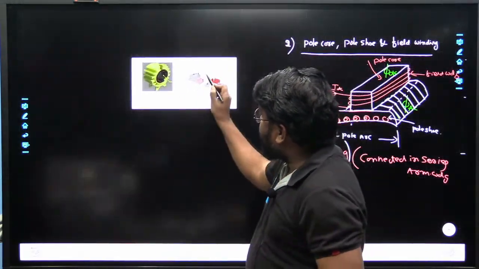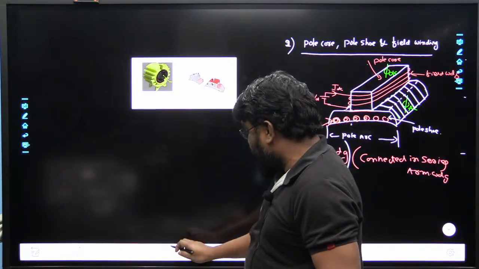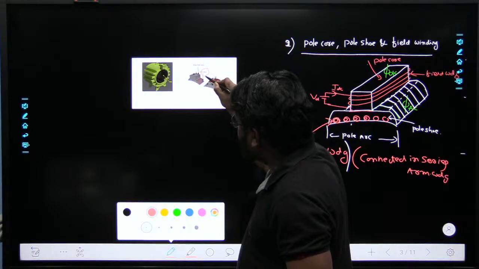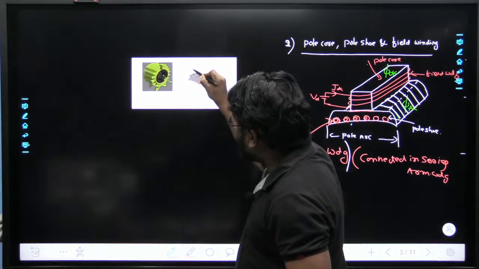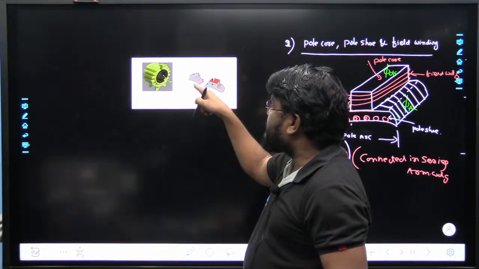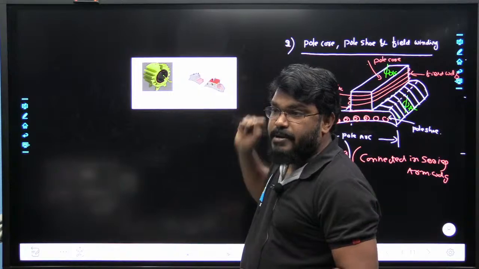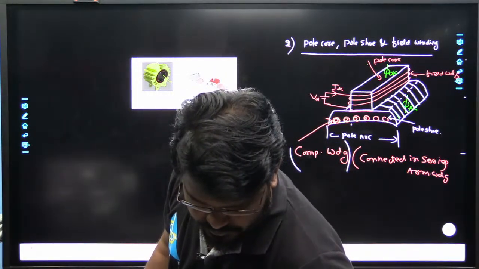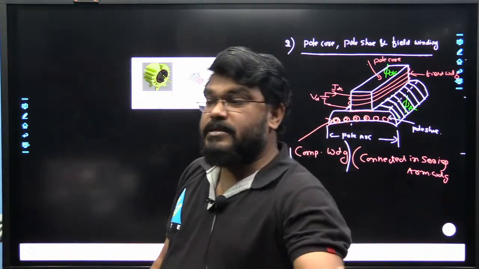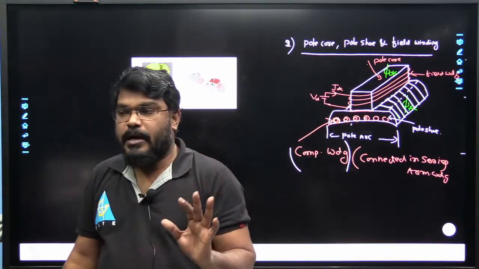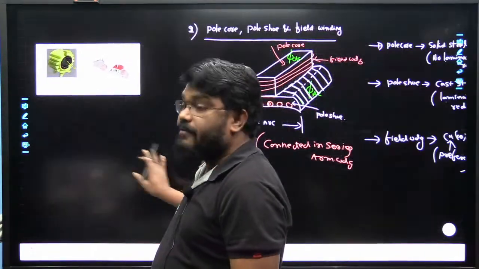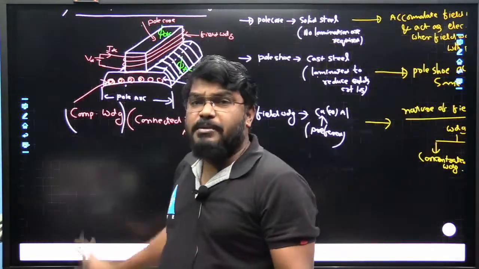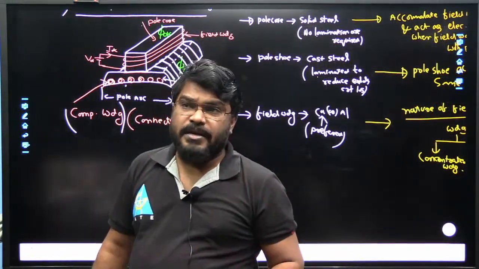Suppose here this one is a pole shoe, this part, and this one is the pole core. The pole core is a solid structure and the pole shoe is a laminated structure. Compensating winding, I will tell you about it when we discuss the armature reaction effect. That is one of the methods to neutralize the armature reaction effect.